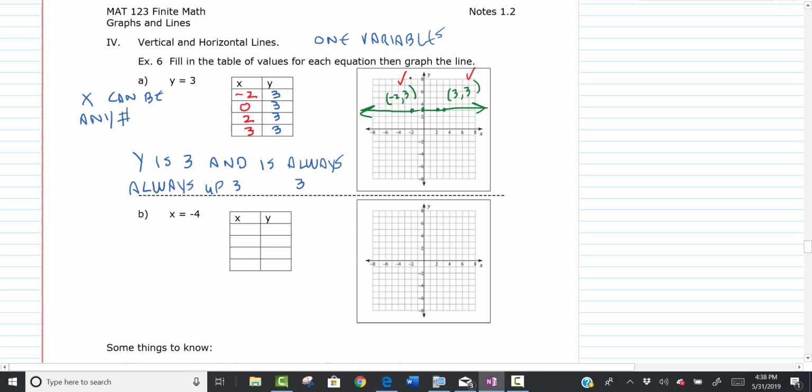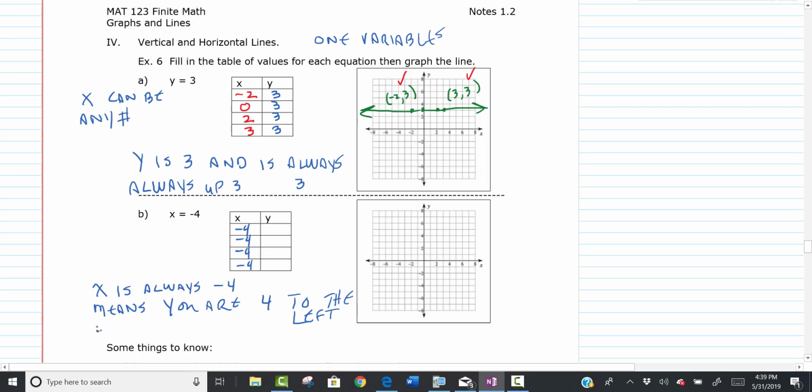Okay, and then the next one is kind of the opposite thing. It says x is always -4, so that's never going to change. That stays -4. What that means is x is a measure of left and right, so you are always 4 to the left. So you have to think about what kind of line you could draw where every point would be 4 to the left of the y-axis.